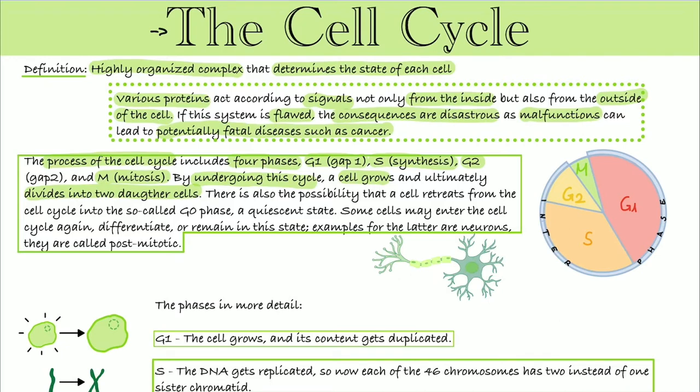Cells also have the possibility, after completing a division, to go into the so-called G0 phase, which is a quiescent state. Some cells in this quiescent state may enter the cell cycle again. They can differentiate or they may remain in this state. Examples are neurons, as depicted here, and they are then called post-mitotic.